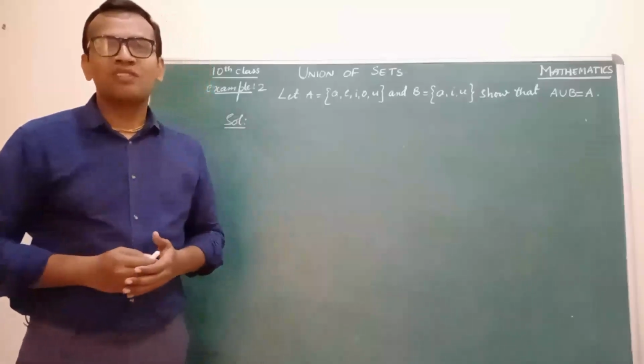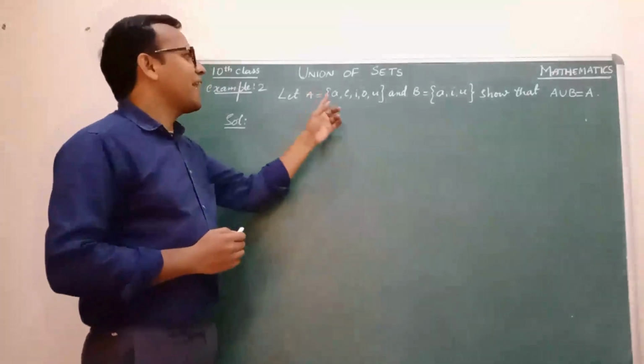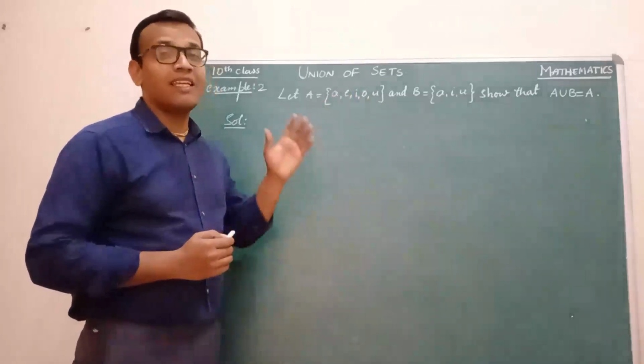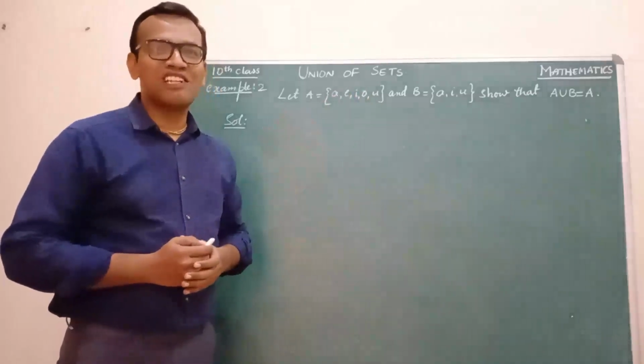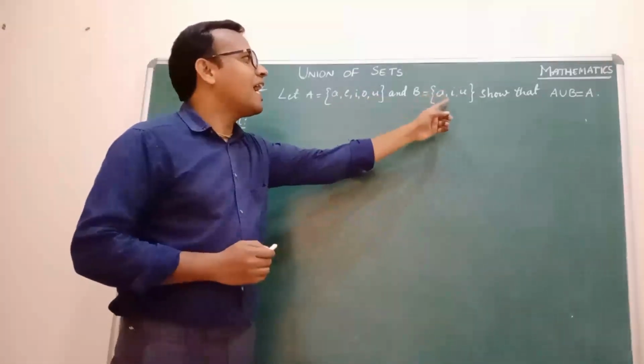Here is one more question. Let's see that one. A is equal to the set of A, E, I, O and U. Children, we know that they are all the vowels of the English alphabet. Then B is equal to the set of A, I and U.